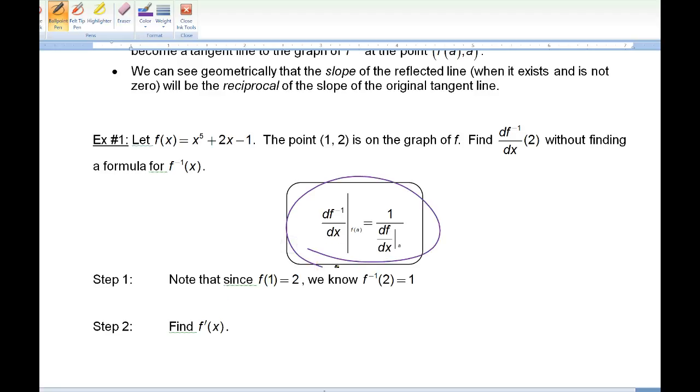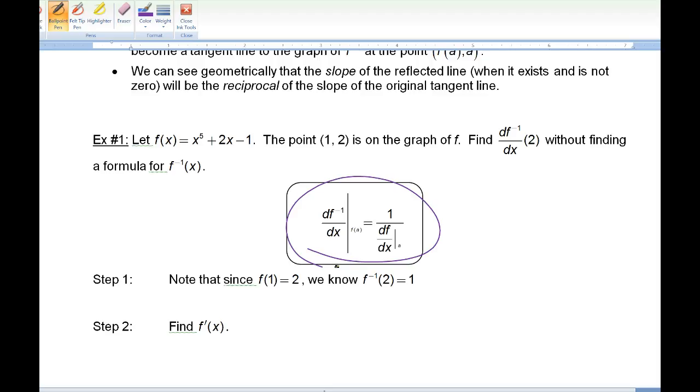You see very little of this on the AP, I've only ever seen one problem on any AP test, but just in case, obviously we cover it, because this also applies to the inverse trig functions. So note that since f of 1 equals 2, we know f inverse of 2 is equal to 1, right? Just switching around. Make sense so far?